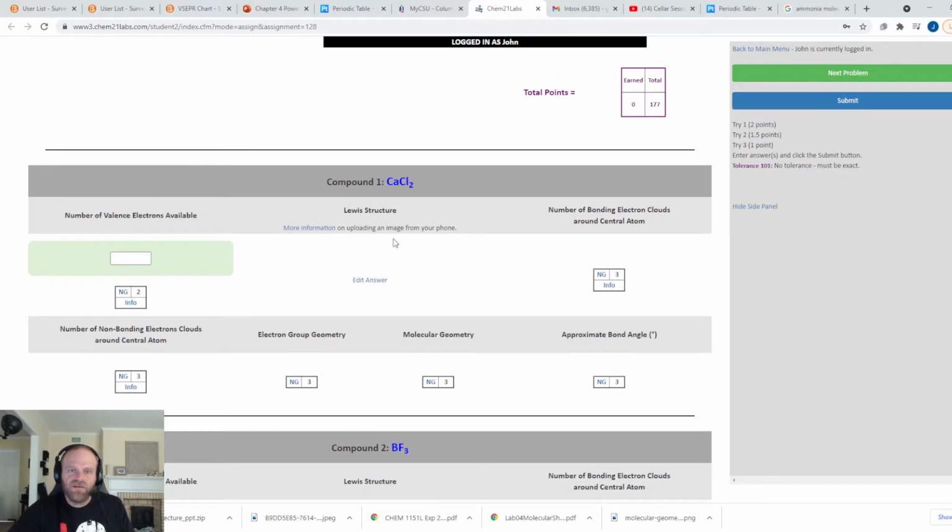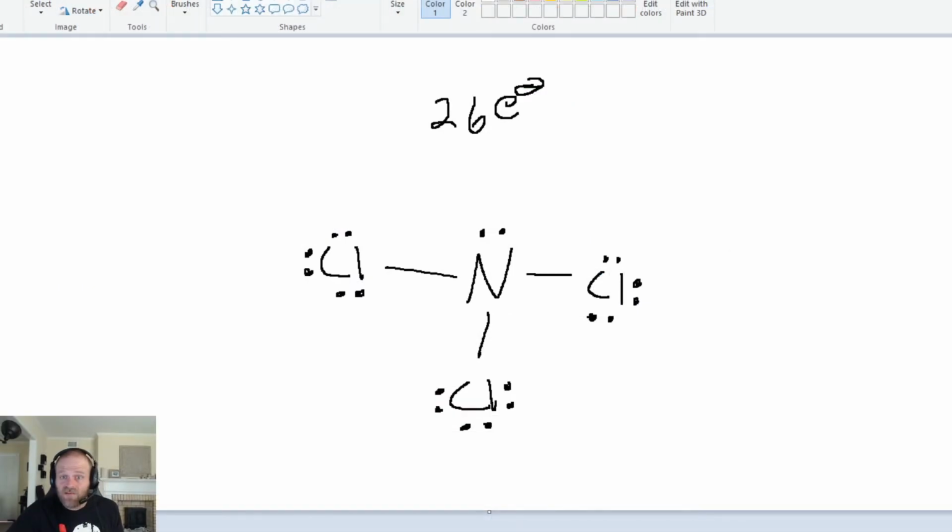So compound 1, calcium chloride. All right, the first thing I want to do is determine the number of valence electrons. So let me just show you something. It says to upload an image. Some of you may have trouble doing that. You can do the paint program, obviously. So I could draw calcium chloride.